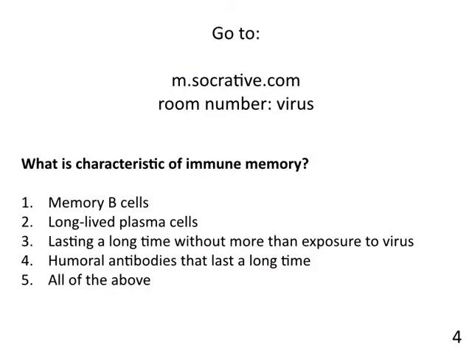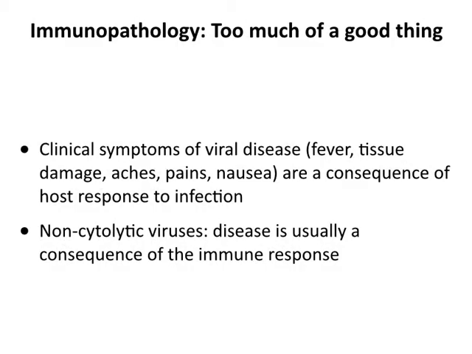All right, the next question is, what is characteristic of immune memory? All right, number 5, of course, it's all of the above. It's memory B cells, it's long-lived plasma cells, it lasts without exposure to virus, and it's antibodies that can last a long time as well, probably because they're being resupplied. It's all of the above.